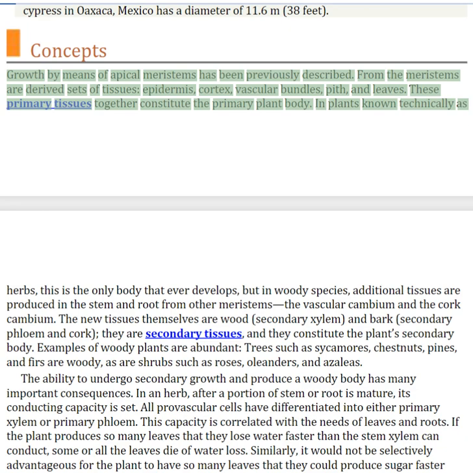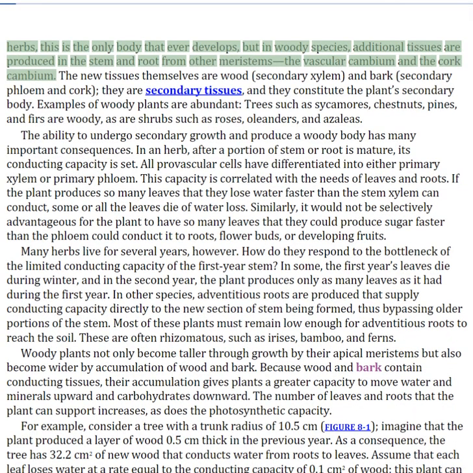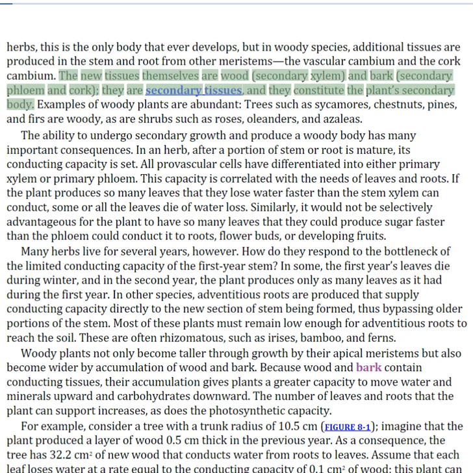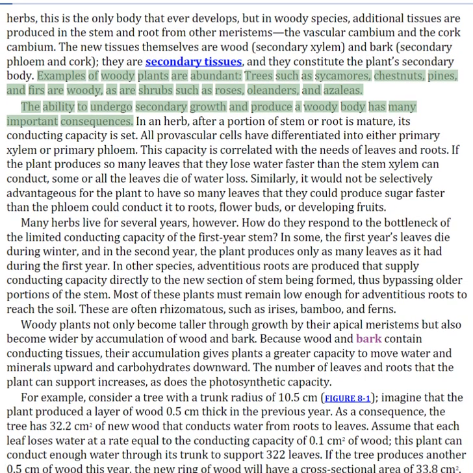In plants known technically as herbs, this is the only body that ever develops, but in woody species, additional tissues are produced in the stem and root from other meristems, the vascular cambium and the cork cambium. The new tissues themselves are wood and bark; they are secondary tissues, and they constitute the plant's secondary body. Examples of woody plants are abundant. Trees such as sycamores, chestnuts, pines, and firs are woody, as are shrubs such as roses, oleanders, and azaleas. The ability to undergo secondary growth and produce a woody body has many important consequences.